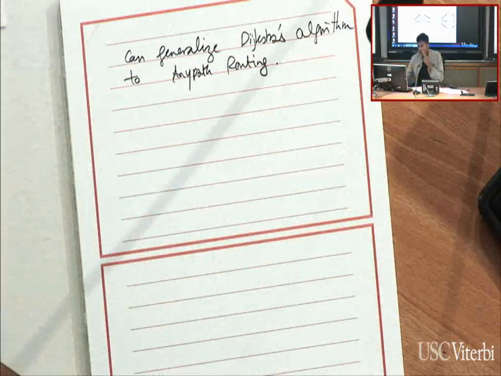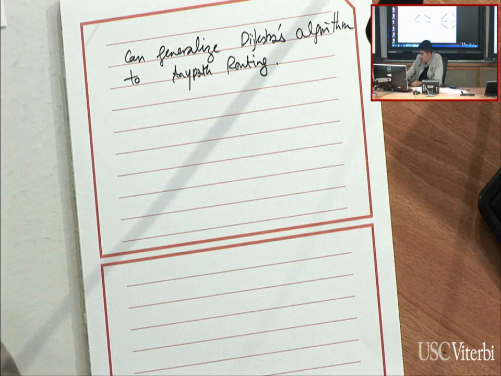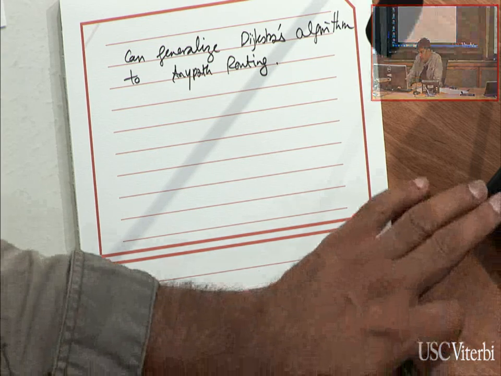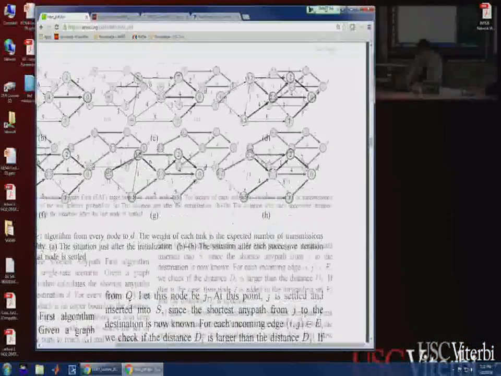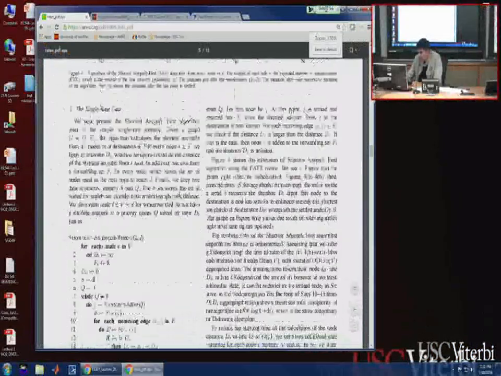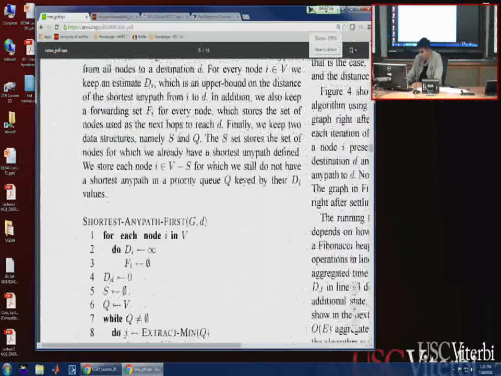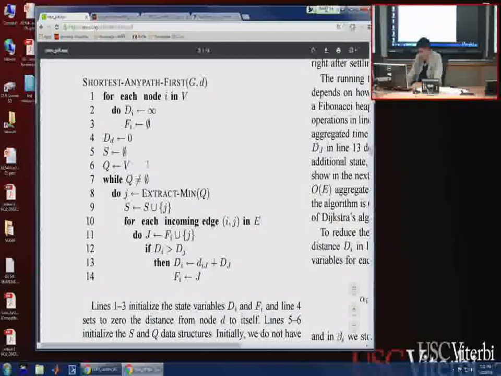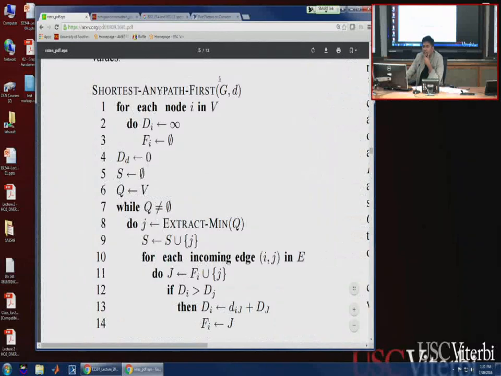So how does it do that? If we can switch back to the projector, please. In this paper, that calculation is described as an algorithm here. In the paper it's referred to as the shortest any path first algorithm. It's meant to be a reference to how in traditional shortest path routing, we talk about OSPF, open shortest path first. So this is shortest any path first.